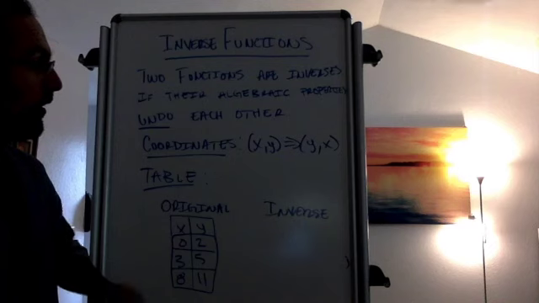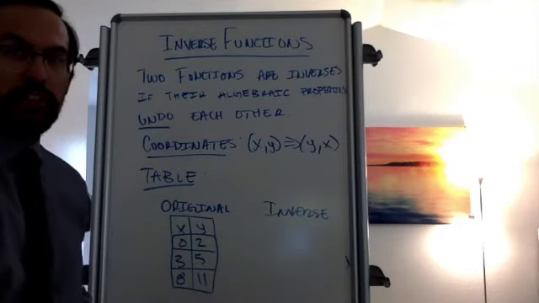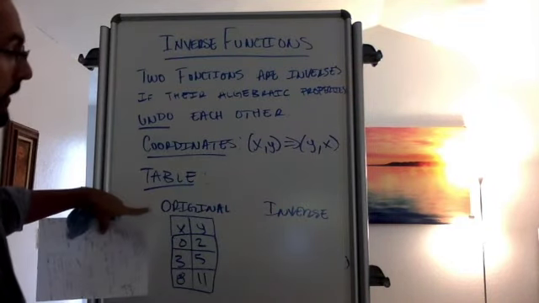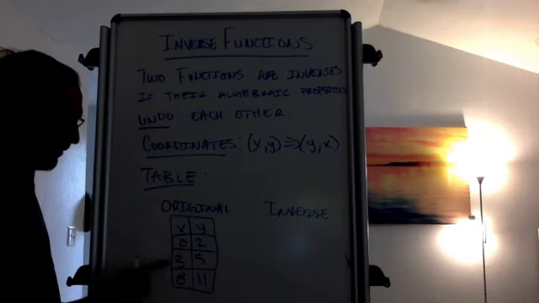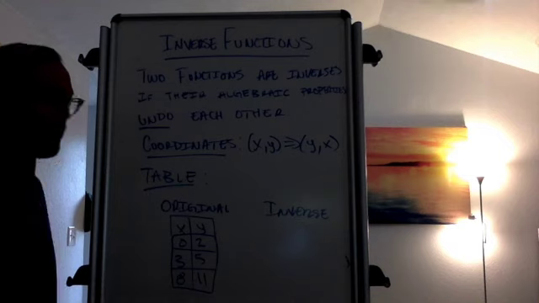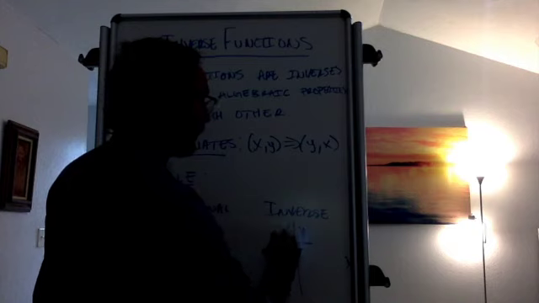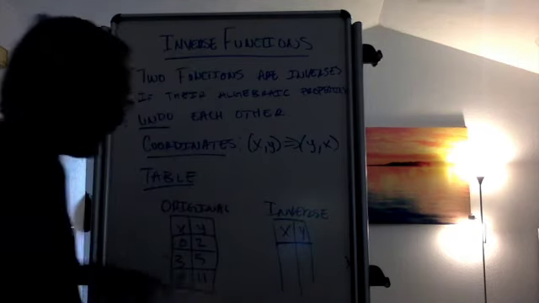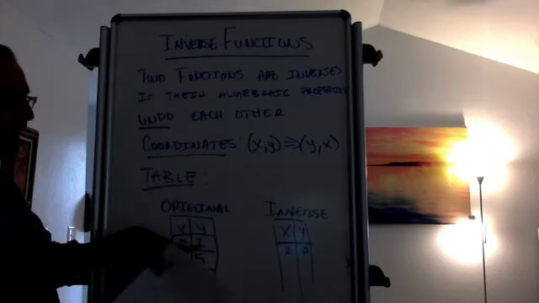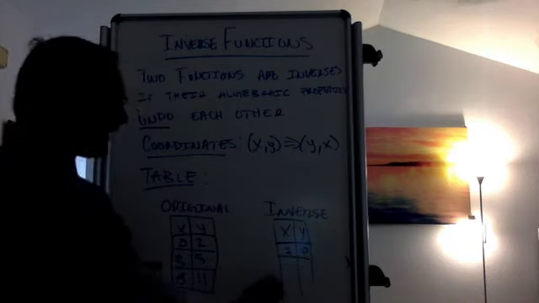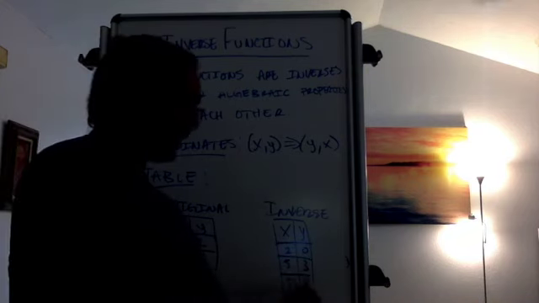Okay? Since x, y inverted becomes y, x, where we switch the x and the y values, if I have this table where my original table has x and y coordinates of 0, 2, 3, 5, 8, 11, the inverse coordinate points of this table would be: my first inverted point would be 2, 0, where I flip the x and the y. My next one would be 5, 3. And my last one would be 11, 8.